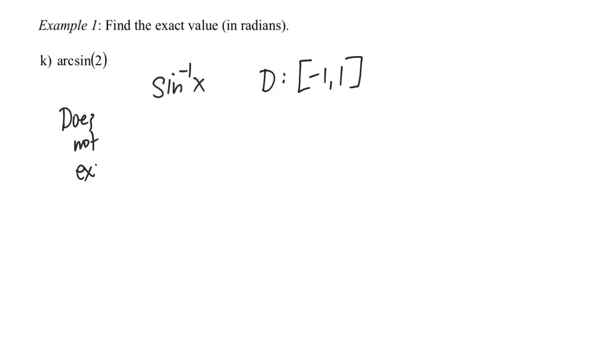Okay, here letter K is a little bit of a trick question because it says arc sine of 2. But remember that when we talked earlier about sine inverse of x, the domain for sine inverse of x was negative 1 to 1. And so 2 is not in the domain of inverse sine, and therefore arc sine of 2 does not exist. If you were to type this into the calculator, you would get an error that said domain. And so because 2 is not in the domain from negative 1 to 1 of inverse sine of x, we say that it does not exist.